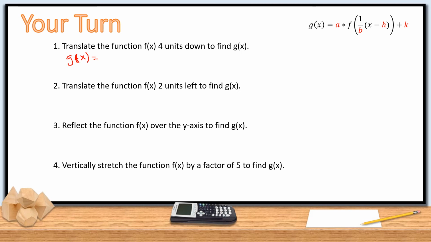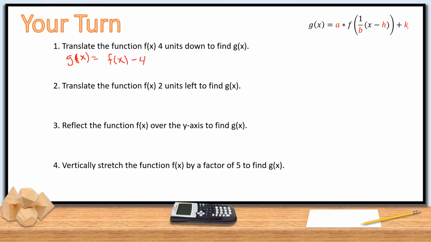All right, let's finish this off. So 4 units down, up and down is the k value. Nothing else is changing, so it's just going to be f of x. Everything else is at its identity value. If we want to move it down 4 units, it's going to be minus 4.